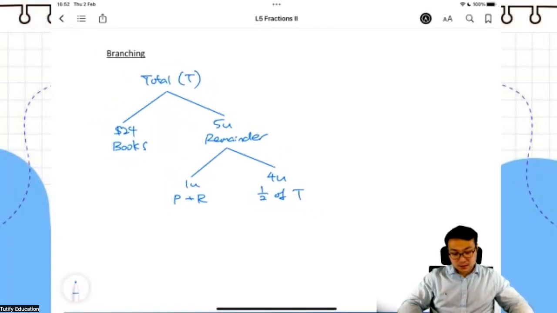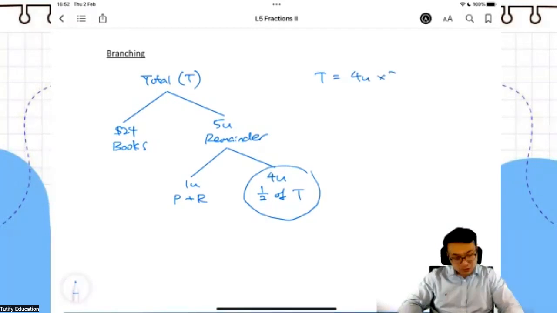Okay. So since we know that 4 units is half, that means the total should be 4 units times 2. That means the total should be 8 units, isn't it? Now, if the total is 8 units, right?